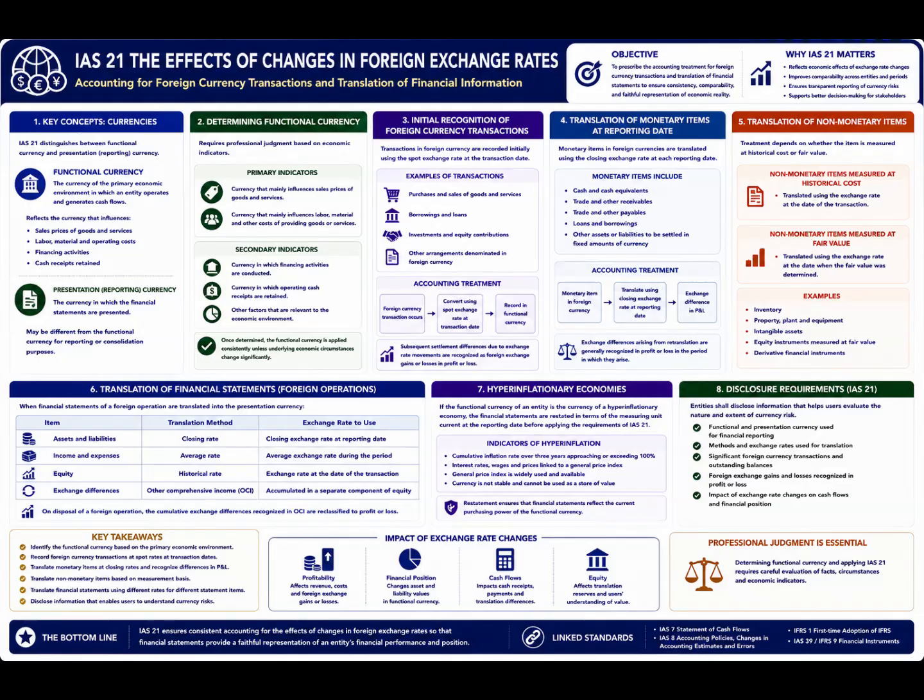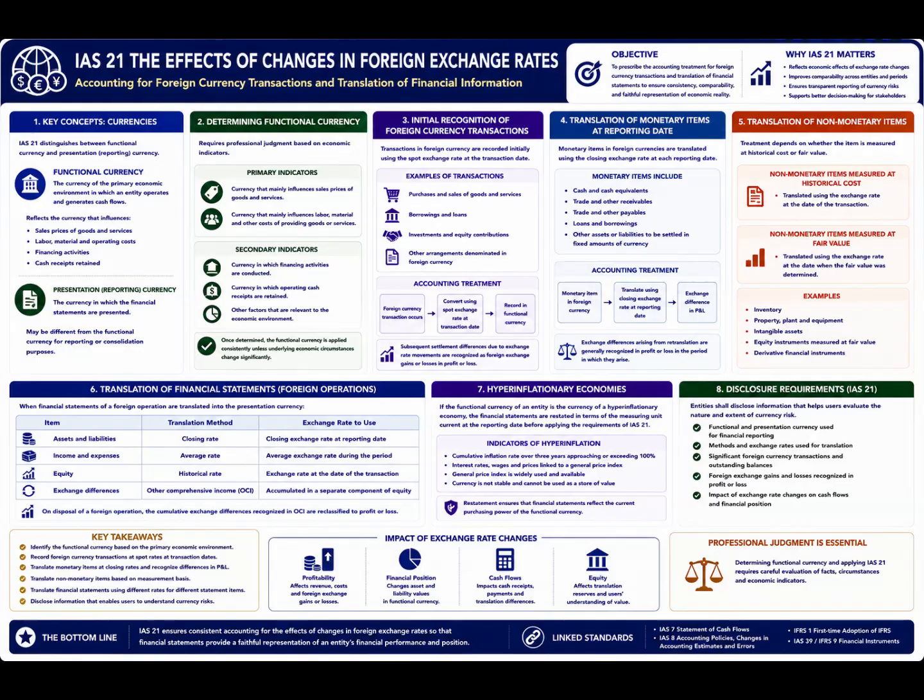Overall, IAS 21 provides a comprehensive framework for accounting for foreign currency transactions and exchange rate fluctuations in international financial reporting. By distinguishing between functional and reporting currencies and establishing consistent translation principles for monetary and non-monetary items, the standard enhances comparability, transparency, and faithful representation of multinational operations.